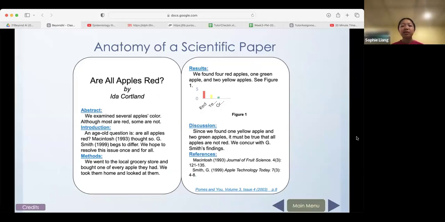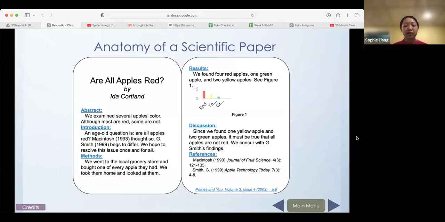This is an example of a scientific paper, but much more simplified. So the title is Are All Apples Red by Ida Cortland. So they're trying to find out if all apples are red. So the abstract, this is the summary of it, saying we examined several apples' color. That's what the scientists did. And then it says, although most are red, some are not. So that's like the conclusions they got from the study. And both of these things are in the abstract.